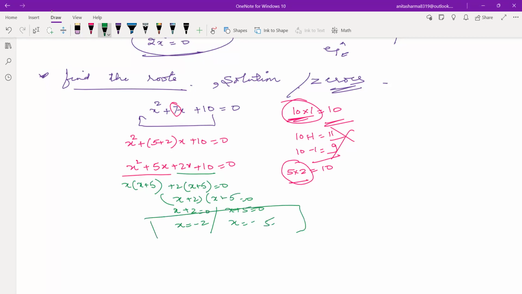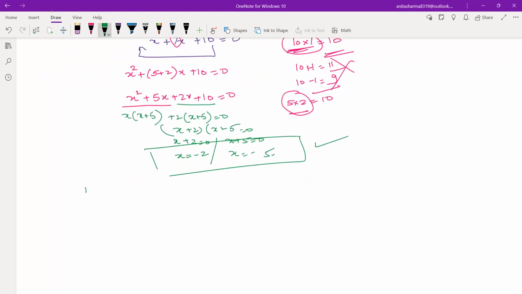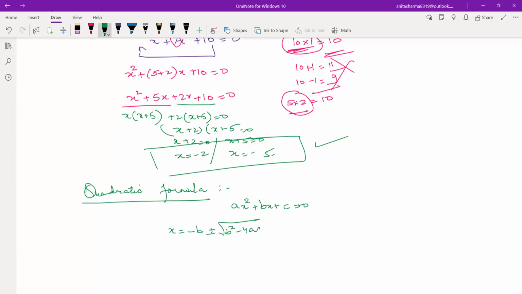Okay. Now next is nature of the roots. Before nature of the roots, quadratic formula. Quadratic formula is, we have our general equation ax square plus bx plus c is equal to 0. And the quadratic formula will be x equal to minus b plus minus under root b square minus 4ac upon 2a, where b square minus 4ac is the discriminant. You will call it the discriminant.